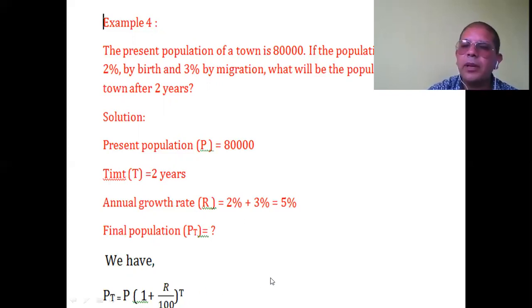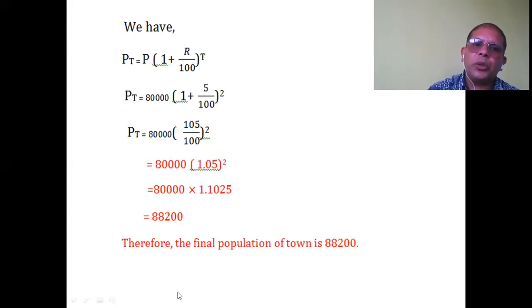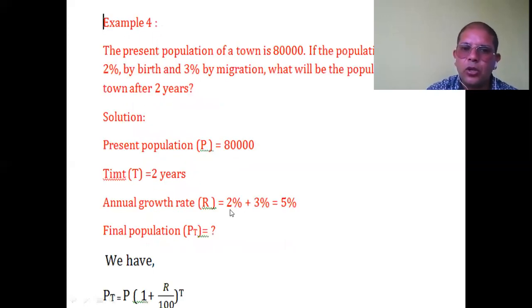We have this formula, and you can find out the final population. This is also simple, but your only concept is that you should add these two rates. If both rates are in the same condition, both are increasing, so you should add.